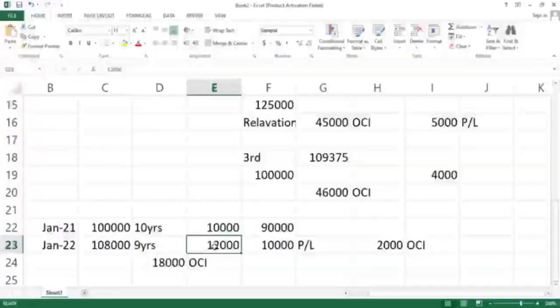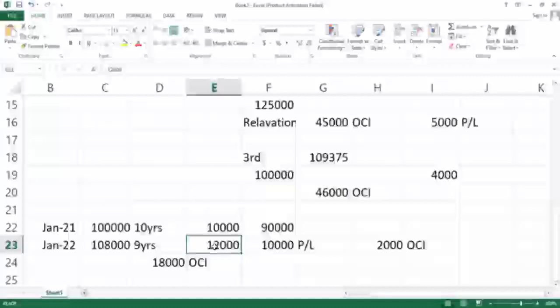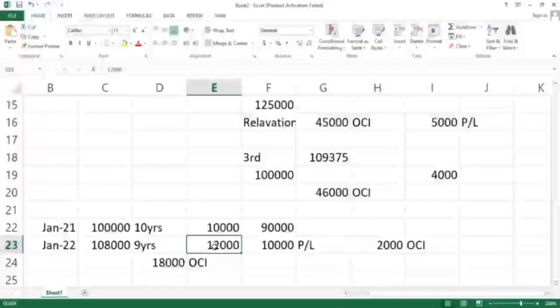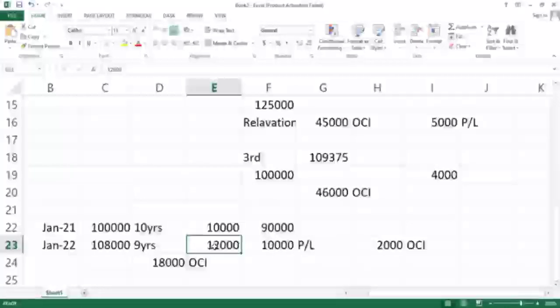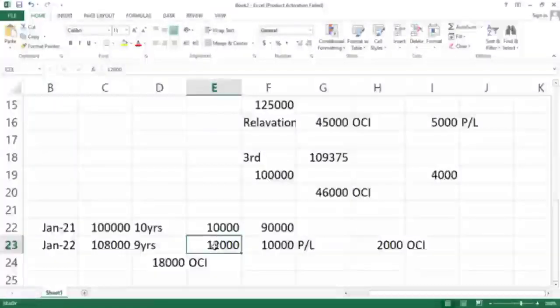Because the actual depreciation should have been 10,000 if there was no revaluation, and the revaluation does not affect the profit or loss account. So we should have sent 10,000 there, but we sent 12,000. It means that the profit for the year will reduce by 2,000. So what the company normally does is reduce that effect by making an annual transfer from the revaluation surplus to retained earnings. The question will say it is the policy of the company to make an annual transfer from the revaluation surplus to the retained earnings. The annual transfer will be made on the excess depreciation. The excess depreciation here is what?